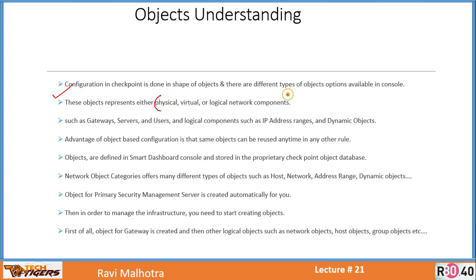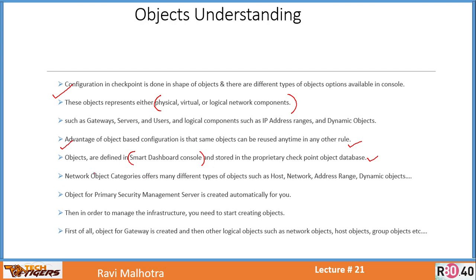Maybe you have a physical router, you can create an object for that. Maybe you have a virtual machine, which is a component, you can create an object for that, such as gateways, servers, users, and logical components such as IP address ranges, and other dynamic objects. The advantage of object-based configuration is that the same object can be reused anytime in any other rule. Objects are defined in the SmartDashboard console and are stored in the proprietary Checkpoint object database.